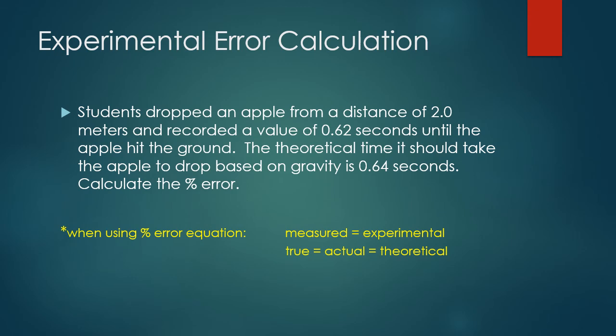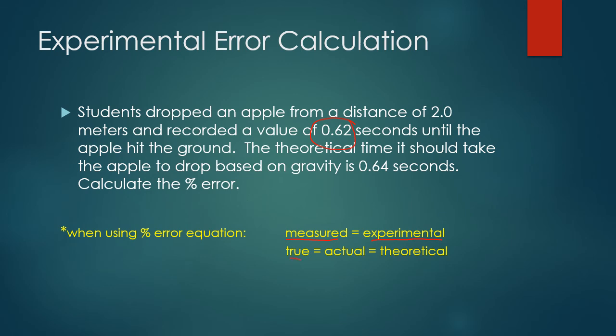What you need to figure out is which of those numbers is the measured and which one is the true, so that you're putting the numbers in the correct spot and calculating the percent error accurately. So to figure that out, use clues from the word problem. The measured part, that is always the experimental. That's what the student or the scientist is getting when they record results. That's their data. So the measured in this word problem is going to be the 0.62, what the student recorded.